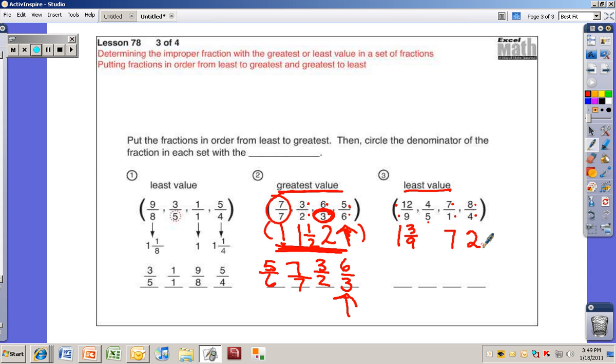Now we need to put the fractions down here on the bottom in order from least to greatest. 4/5 is the only fraction that's less than 1. And the next smallest would be 1 3/9. So I write 12/9 right here. And then out of 7 and 2, 2 is the smaller one. So I write 8/4. And then the greatest would be 7/1. We are looking for the least value, and that would be 4/5. And so I circle the 5 in 4/5.